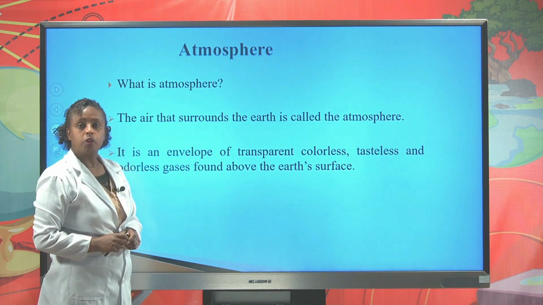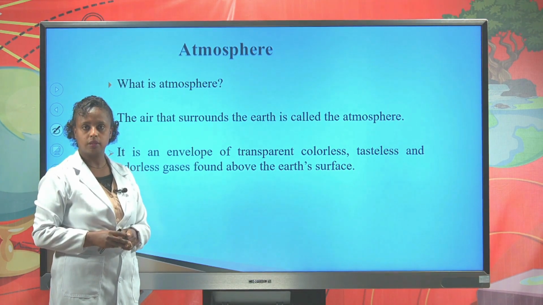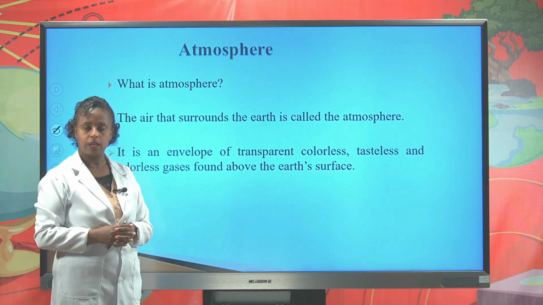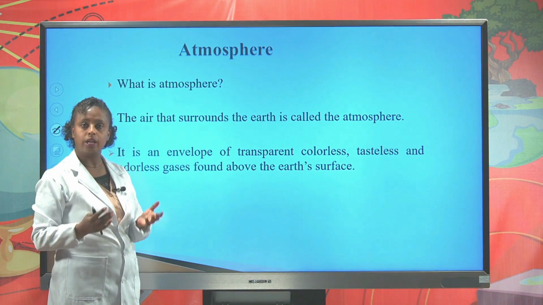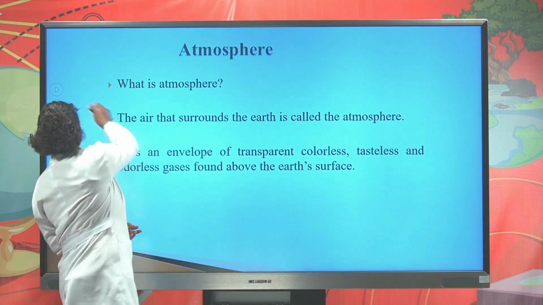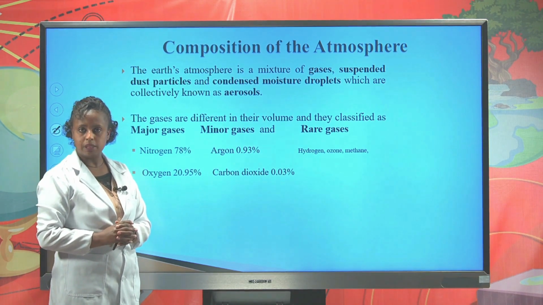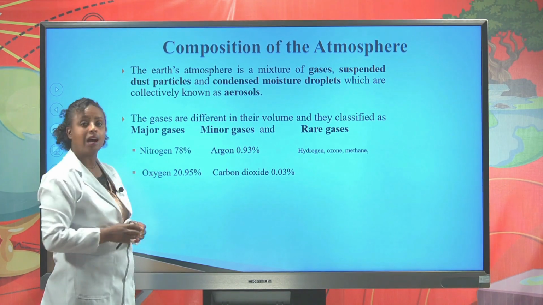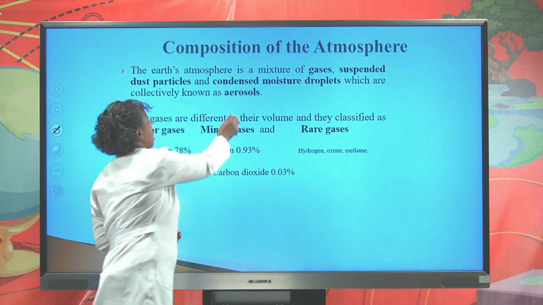Good. Before we proceed to our lesson topic, let us see some points about the atmosphere. The atmosphere is the air which surrounds the Earth's surface. It is an envelope of transparent, colorless, tasteless, odorless gases found above the Earth's surface. The Earth's atmosphere is a mixture of different elements: gases, particles of dust, and droplets of moisture. They are collectively known as aerosols.